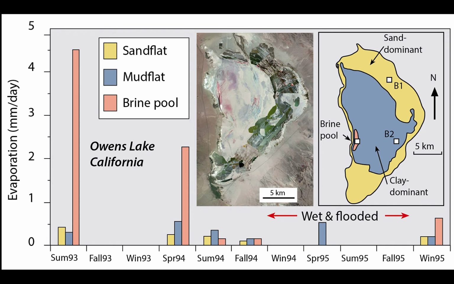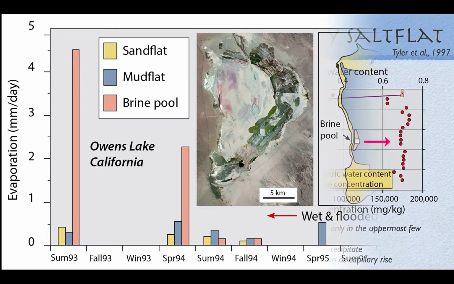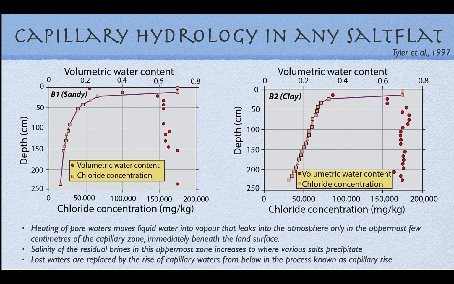And if we look at the measurements made, we can clearly see that rates of evaporation in millimeters per day are much greater where we have free surface water than where we have any sort of saline mudflat or sand flat. Notice that we have the well B1 located in the sand flat and the well B2 located in the clay dominant saline mudflat. So when we look at the capillary profiles in this salt flat, and this is true of any salt flat around the world, in the sand dominated system we have a relationship where this is above the water table.